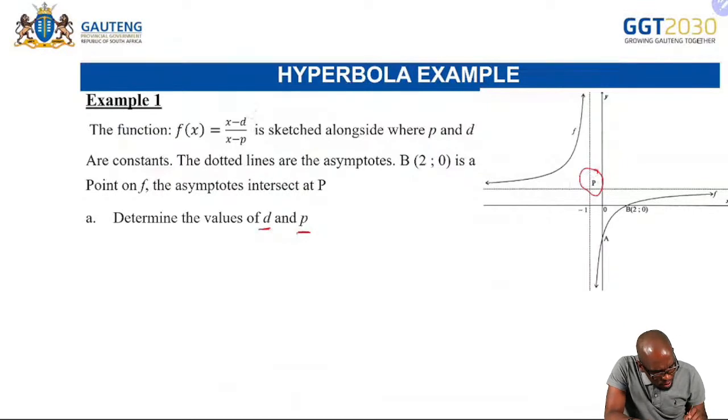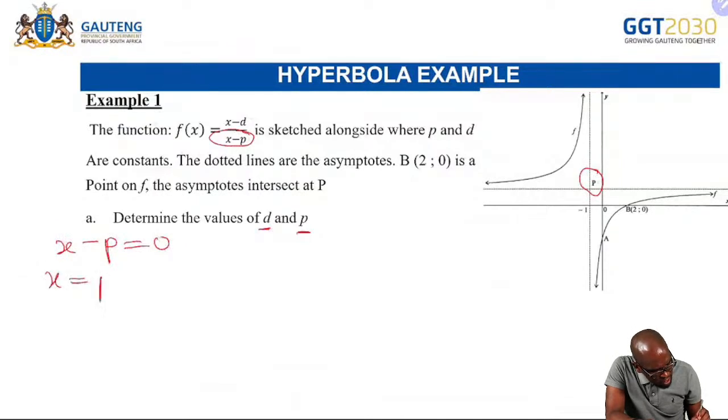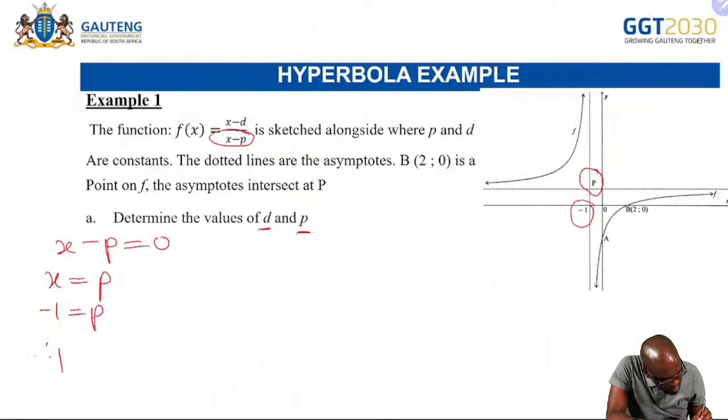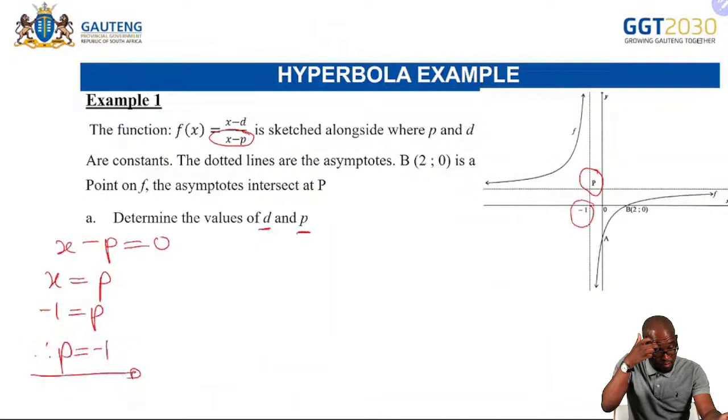Now from here, we are going to be taking this equation. If you check the vertical asymptote, x minus p, we can get it this way: x minus p is equal to 0, which means that x is equal to p. That would be the asymptote, but the asymptote is given there as minus 1. x is minus 1, which means that p is equal to negative 1. So we've worked out the value of p.